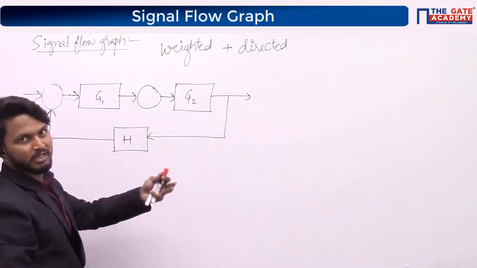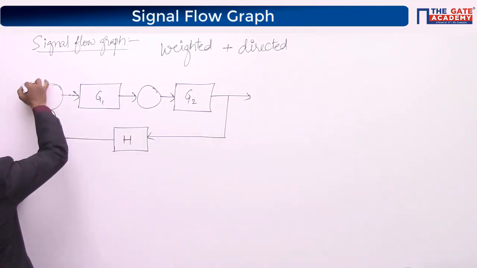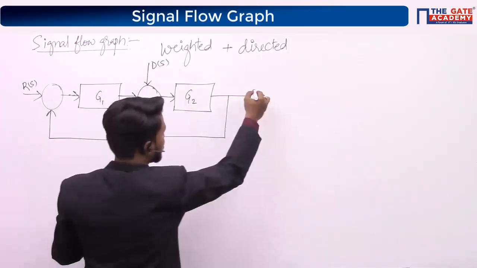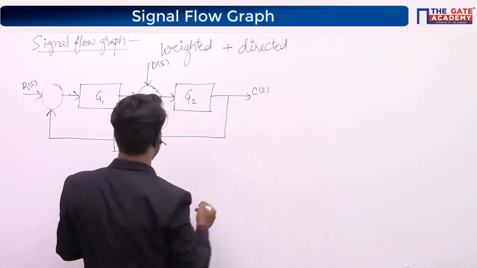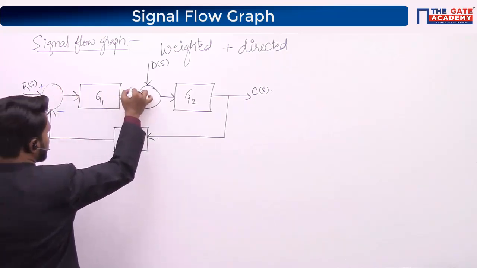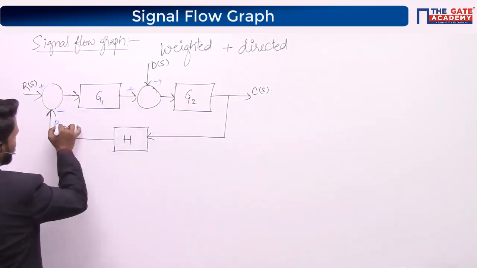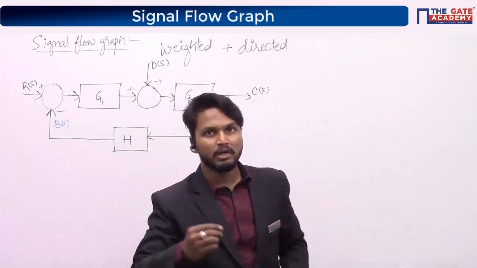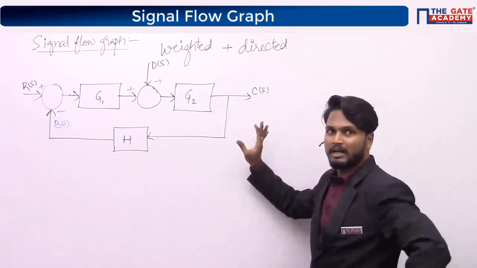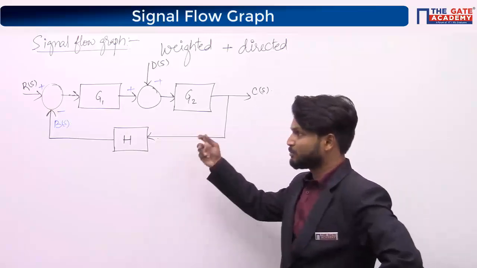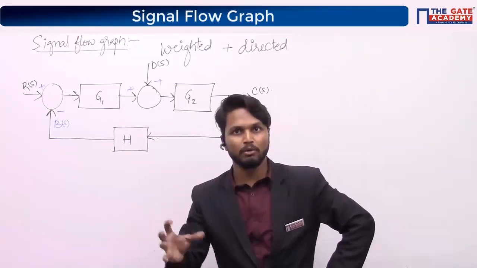So we have two inputs, let us say. This is one input, that is R of S. This is another disturbance input, D of S. This is our output, C of S. And negative sign here, positive sign here, positive sign here, positive sign here. So you will have B of S feedback signal. I just want to convert this particular block diagram into a signal flow graph, right?